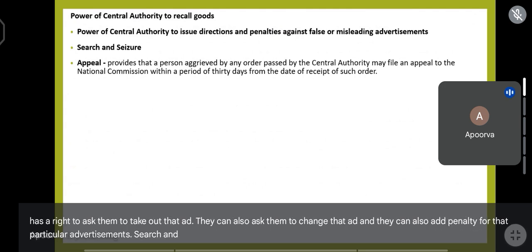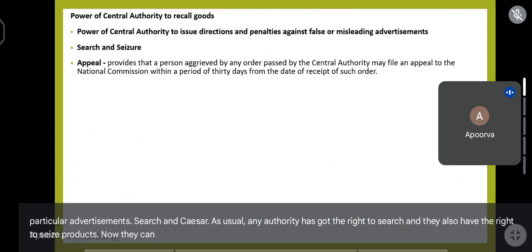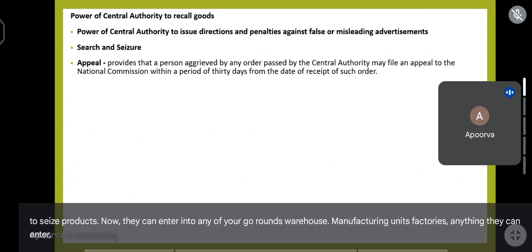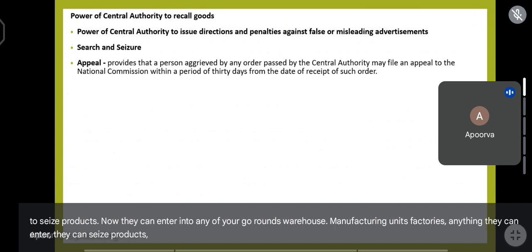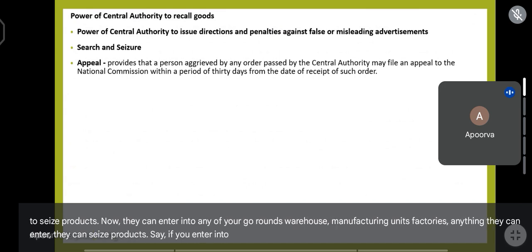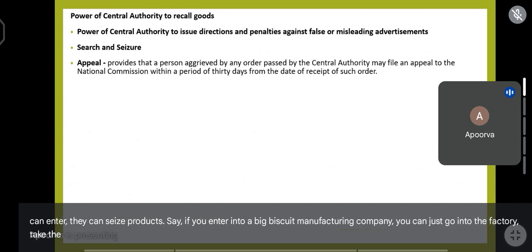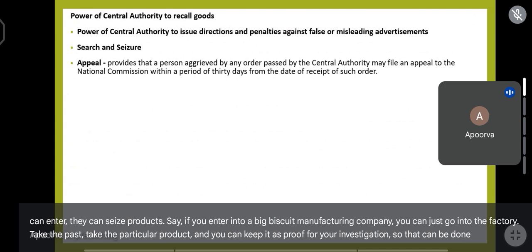Search and seizure, as usual. Any authority has got the right to search, and they also have the right to seize products. Now they can enter into any of your godowns, warehouses, manufacturing units, factories, anything. They can enter. They can seize products. Say if you enter into a big biscuit manufacturing company, you can just go into the factory, take the particular product, and you can keep it as proof for your investigation. So that can be done by the central authority.